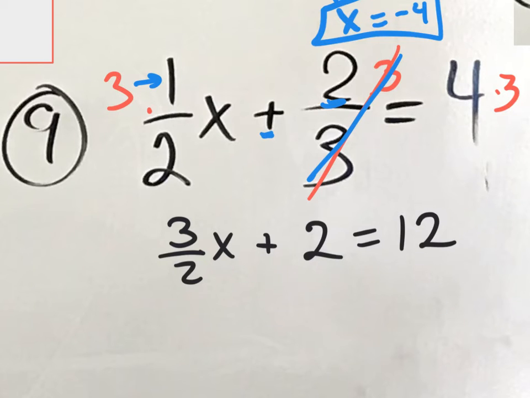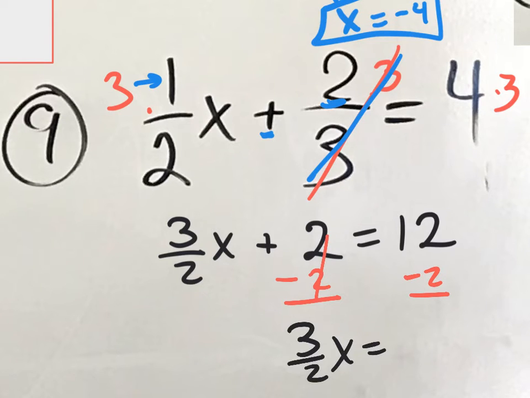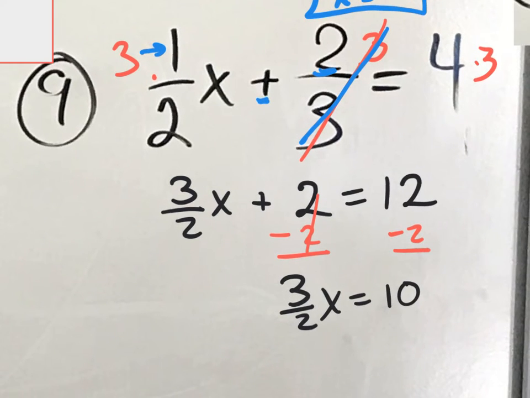So now what would I do? Oh, you're going to subtract 2. Subtract 2. Okay, so let's subtract 2. My new problem will read 3 over 2 with an x equals 12 take away 2 is 10. And then, now what? We're going to multiply everything by 2. This times 2 and this times 2.